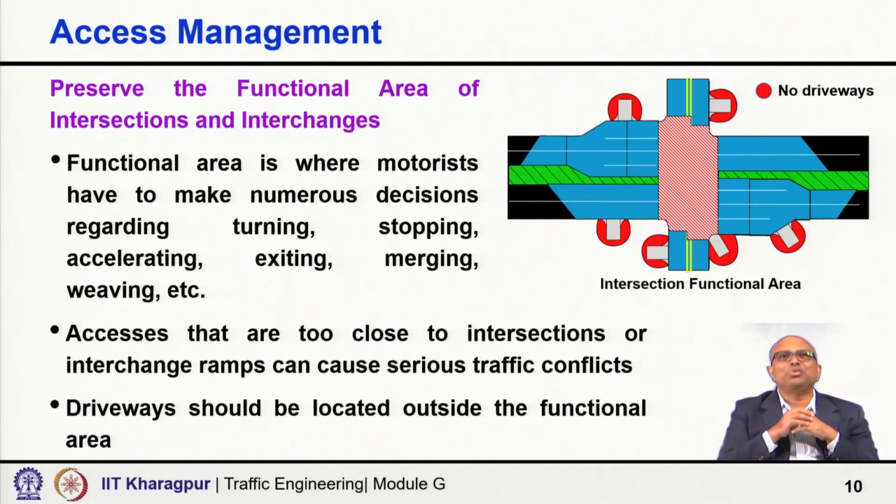Next, preserve the functional area of intersections and interchanges. What is functional area? You know that this red shade is typically the intersection area, where conflicts and turning movements are happening. But the intersection functional area is beyond that as well. Functional area is where motorists have to make numerous decisions regarding turning, stopping, accelerating, decelerating, exiting, merging, weaving, etc.